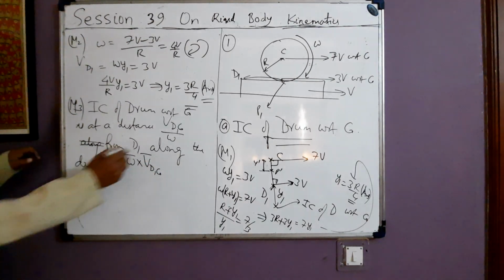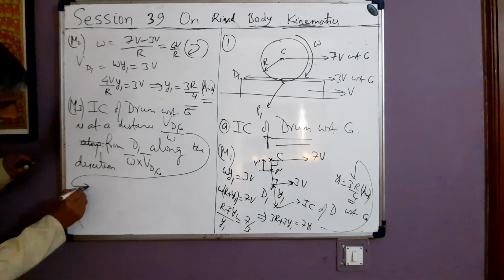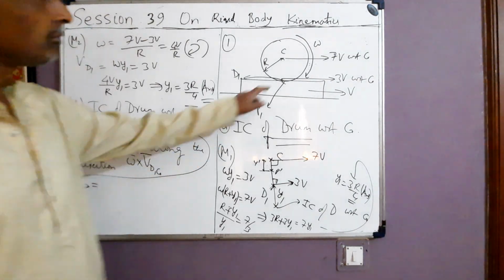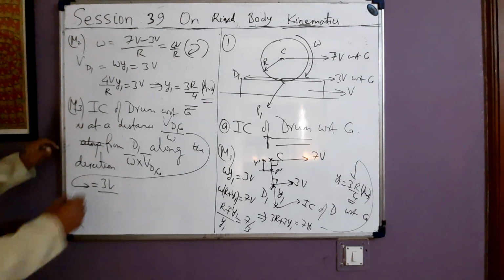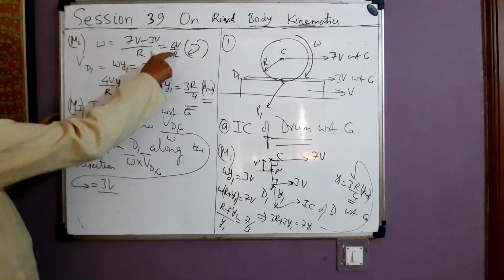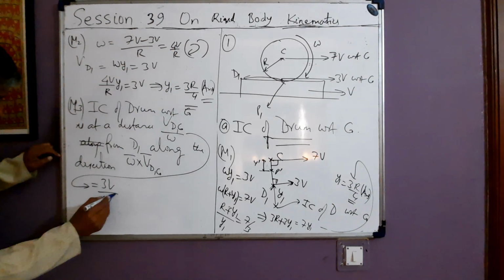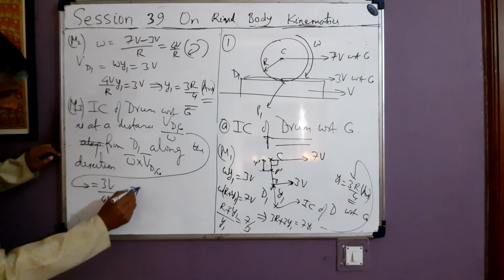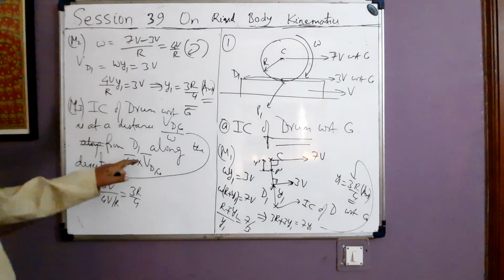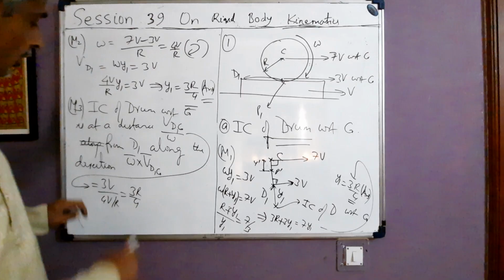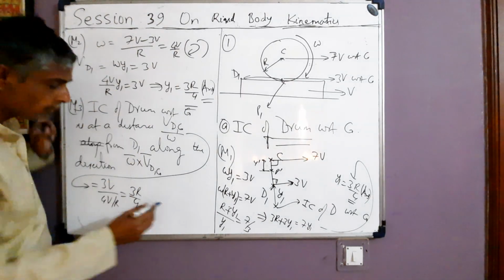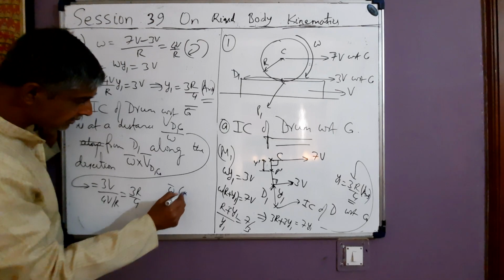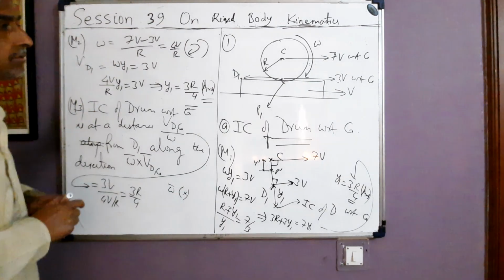So first we determine this quantity, v D1g by omega. What is v D1g? It is nothing but 3v. And omega we have determined already: omega is 4v by r. So this becomes 3r by 4 from D1. Along which direction? Omega cross v D1g. Since omega is clockwise, the direction of omega is into the plane.